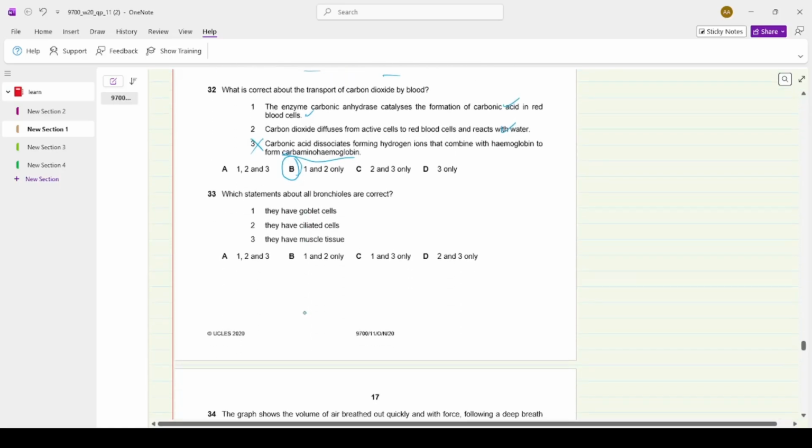33. Which statements about all bronchioles, this is important, all bronchioles are correct? All of them having the goblet cells? Not really. The upper section of the bronchioles will have some goblet cells, but as you move towards the alveoli, the goblet cells disappear. So not all of them have goblet cells. Cilia is present. Then muscle tissue, the smooth muscles are there for all. So here the best answer is 2 and 3. So there is 1, we can ignore all that. So we shall remain with D, which is 2 and 3.